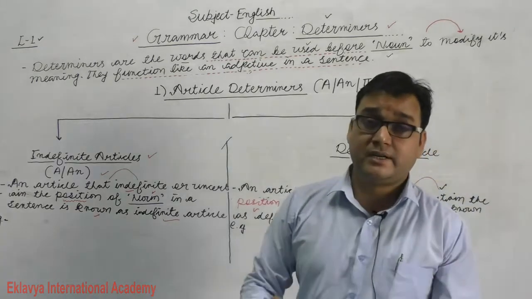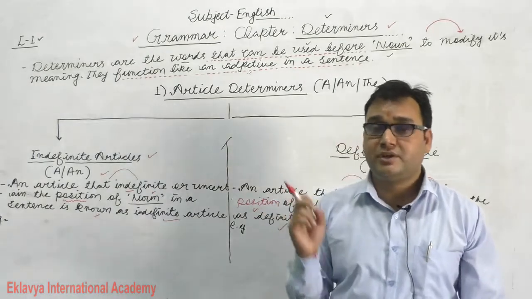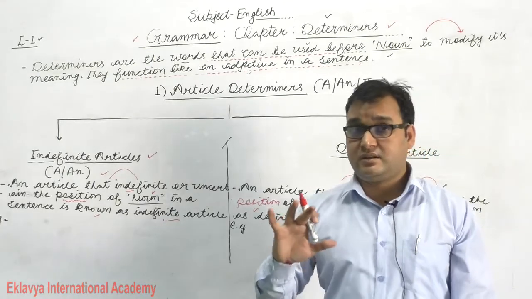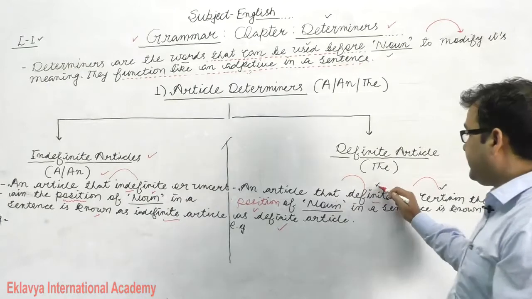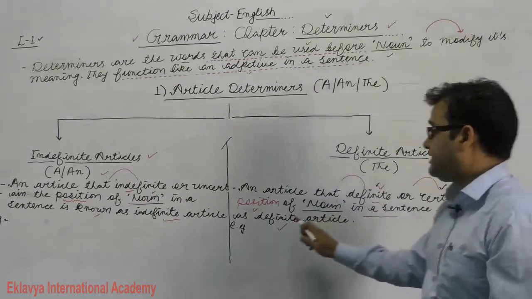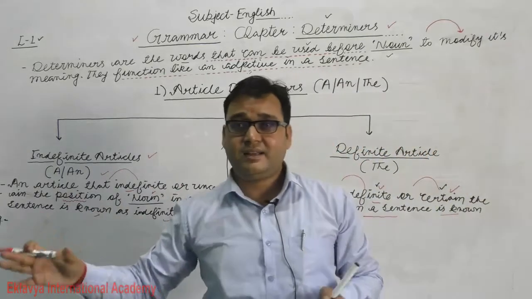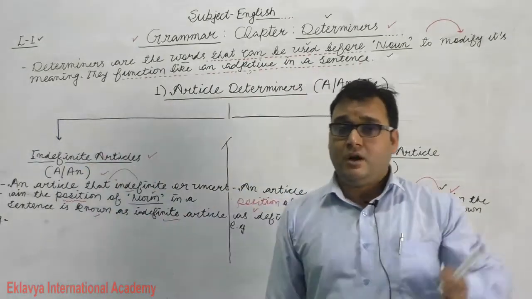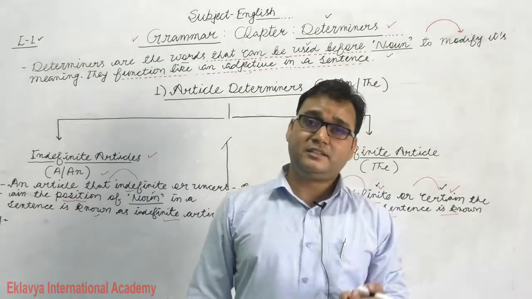कि वह आर्टिकल जो सेंटेंस में नाउन की पोजीशन को सर्टेन कर दे, डेफिनेट कर दे, सुनिश्चित कर दे, निश्चित कर दे. डेफिनेट मीन्स निश्चित करना, सर्टेन मीन्स सुनिश्चित करना. Is it clear? So it is quite clear that an article that indefinite the position of noun in a sentence is known as indefinite one, or an article that definite the position of noun in a sentence is known as definite article.